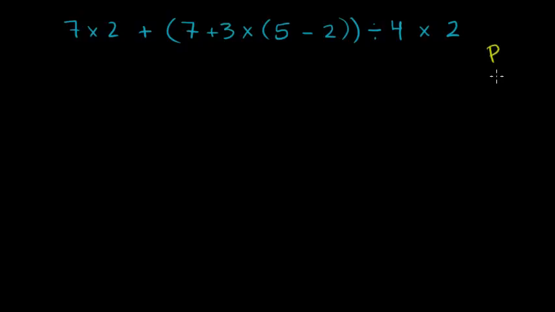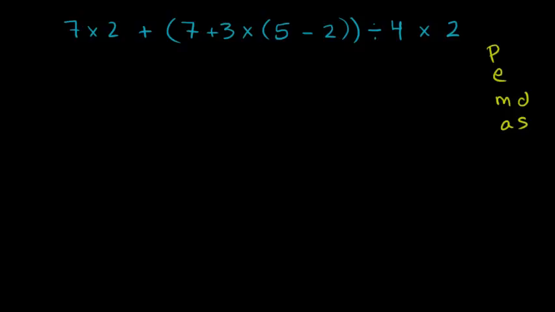Parentheses, P for parentheses, then exponents. Don't worry if you don't know what exponents are, because this has no exponents in it. Then you're going to do multiplication and division. They're at the same level. Then you do addition and subtraction. So some people remember PEMDAS. But if you remember PEMDAS, remember multiplication and division are at the same level, addition and subtraction also at the same level. So let's figure out what order of operations says this should evaluate to.